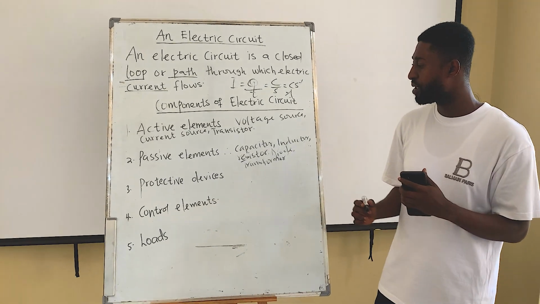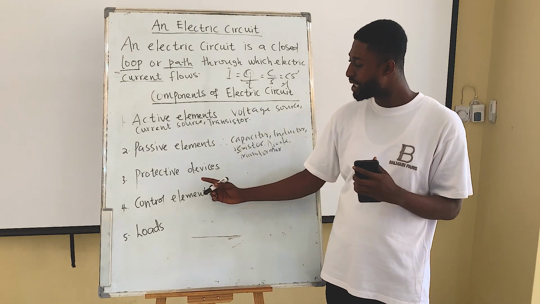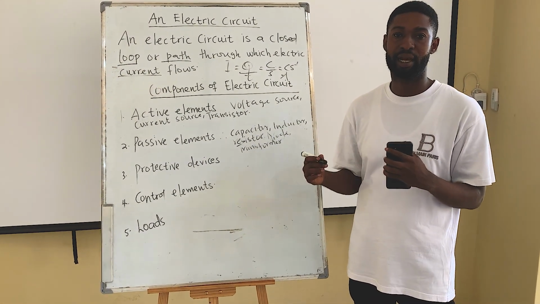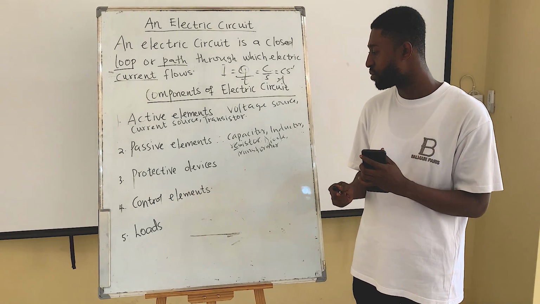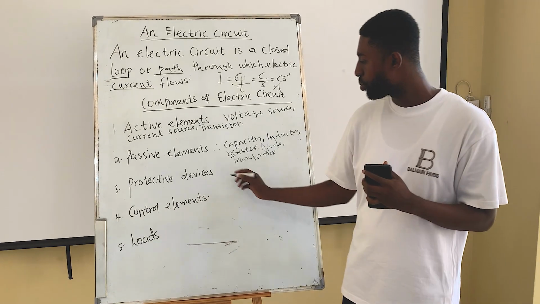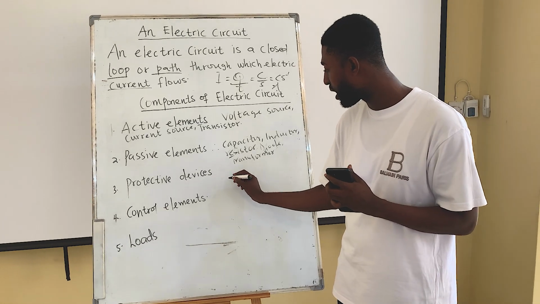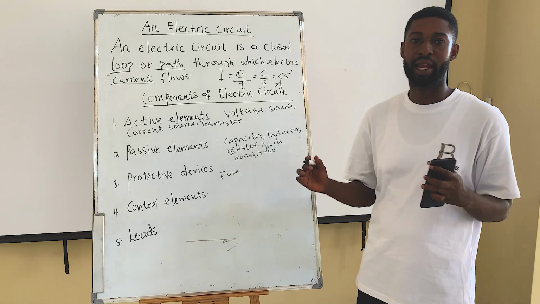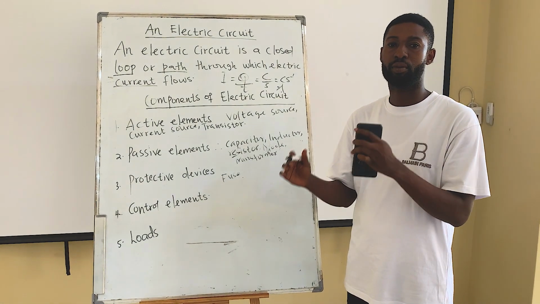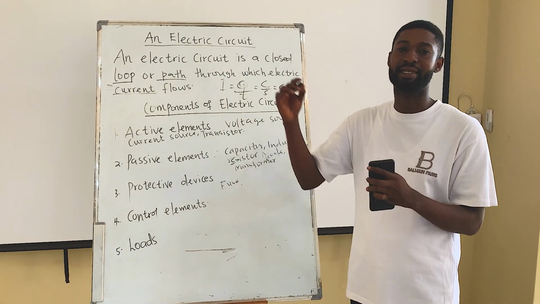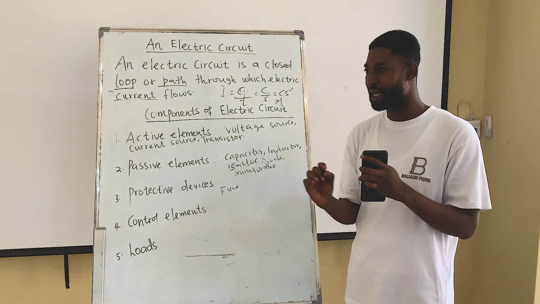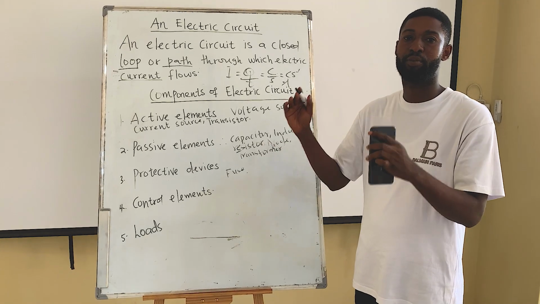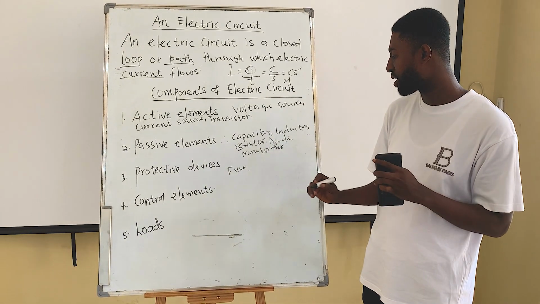Then number 3, protective devices. As the name indicates, protective. So these protective devices are used to protect all the electrical appliances which are connected to the electrical circuit. And here, examples of protective devices, we can have a fuse, which is made up of a metal strip or a wire, and it has its maximum breaking point. So when the current exceeds the maximum breaking point of this fuse, the wire melts, which breaks the circuit into two and prevents the current from flowing to our electrical appliances.